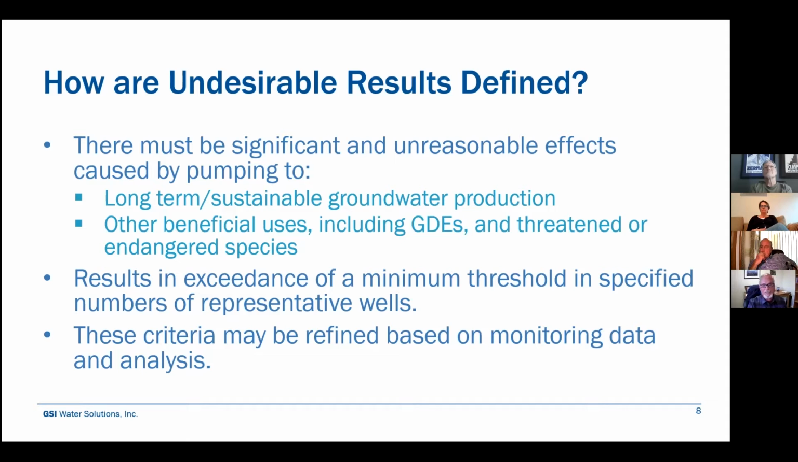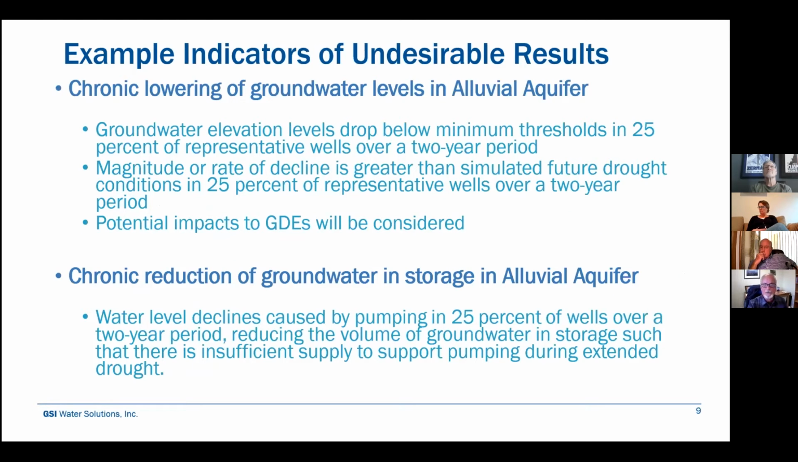These criteria may be refined based on monitoring data and analyses in the future as more data is obtained, as we improve our understanding of the basin conditions over time. So I'm going to go through some examples of what we've come up with as possible undesirable results. Please let us know if you can think of others or if you observed others in the basin that we haven't captured.